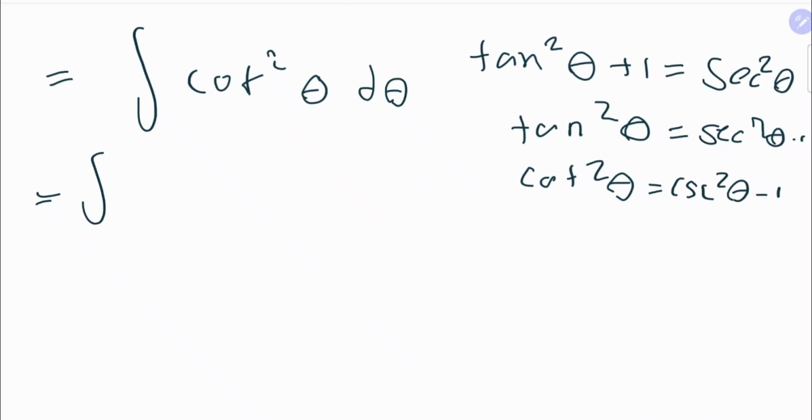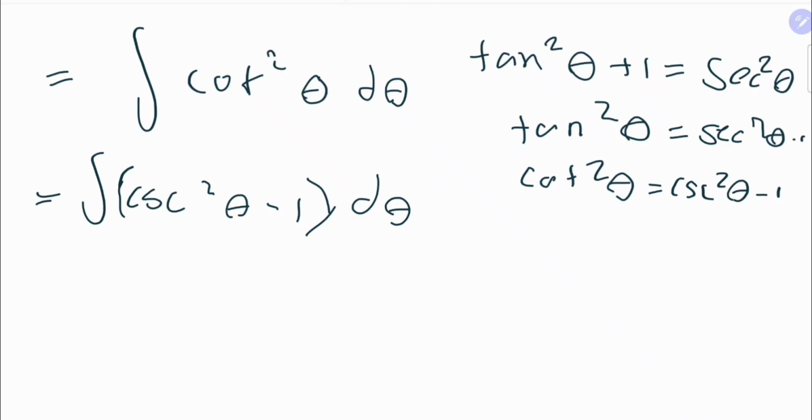So we can write this as cosecant squared theta minus 1. There we go. D theta. Okay, so now we can actually integrate. Sorry, that cosecant looks really funky. Let me just fix that. Cosecant. Great. So we can actually integrate cosecant squared theta.